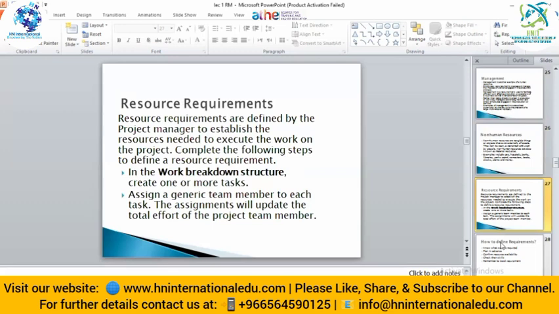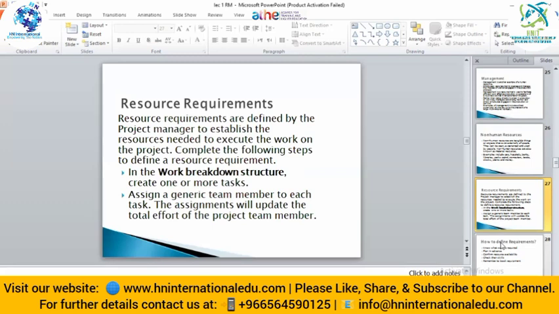Resource requirements are defined by the project manager. Which resources are required, and for how much time each resource is needed, we have to mention, and these things are mentioned by the manager. They have to establish the resources needed to execute the work on the project. Complete the following steps to define the resource requirements. The manager will do those steps.